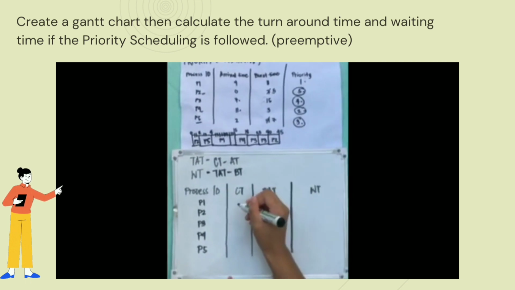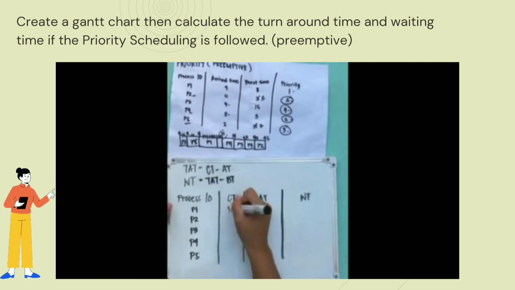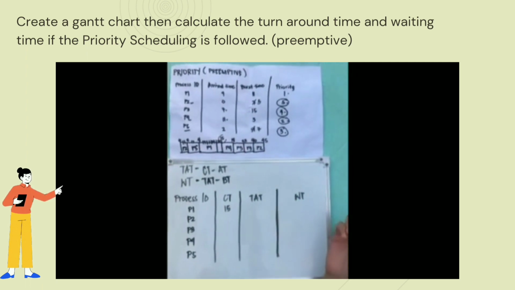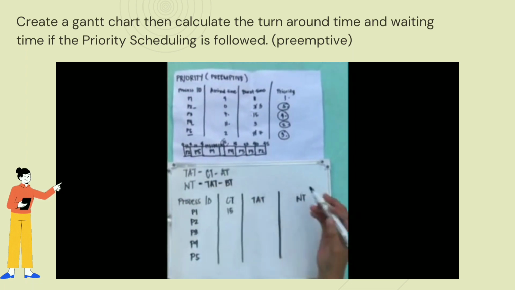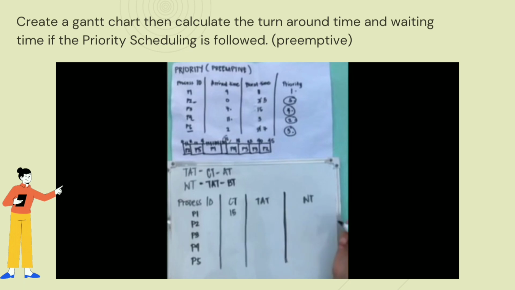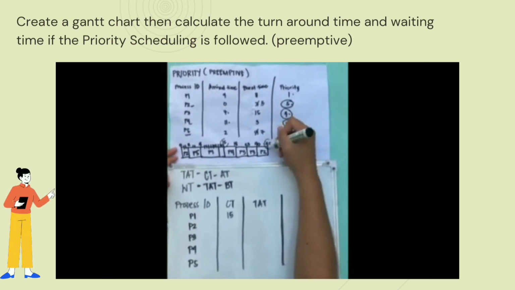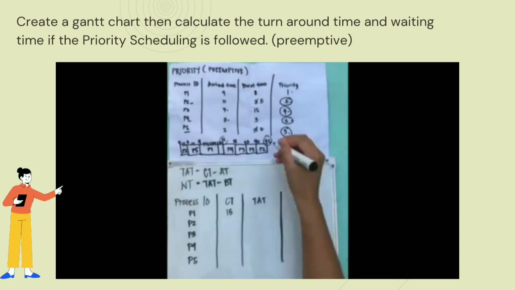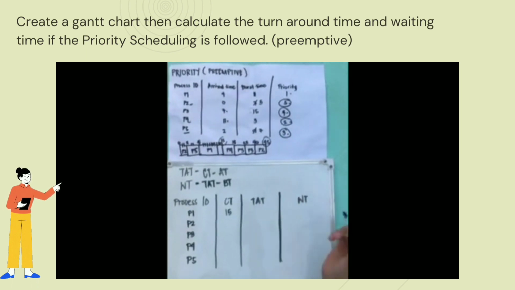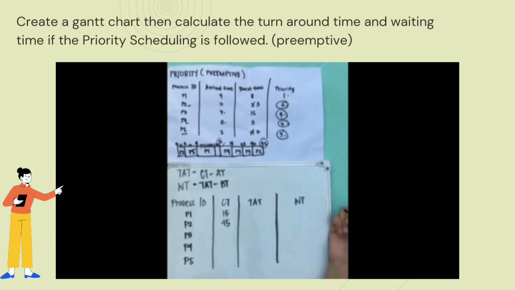So, ang completion time ni P1 is 15. Ngayon, nagtataka kayo kung bakit dalawa yung process. Alin yung kukunin natin na completion time ni P2? So, ang kukunin natin is yung sa huli. Dahil, dito na natatapos yung process ni P2. So, sulat natin is 45.